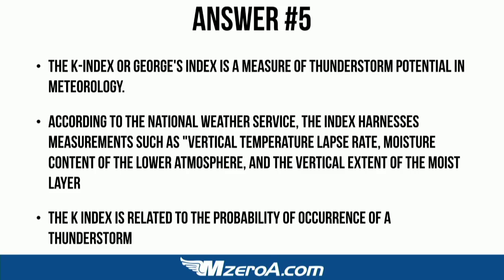The K-index, or sometimes called George's index, is a measure of thunderstorm potential in meteorology. According to the National Weather Service, the index harnesses measurements such as vertical temperature lapse rate, moisture content of the lower atmosphere, and the vertical extent of the moist layer. The K-index is related to the probability of occurrence of a thunderstorm.